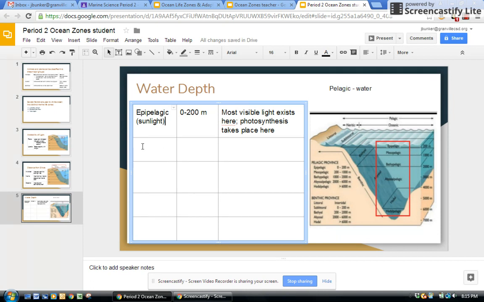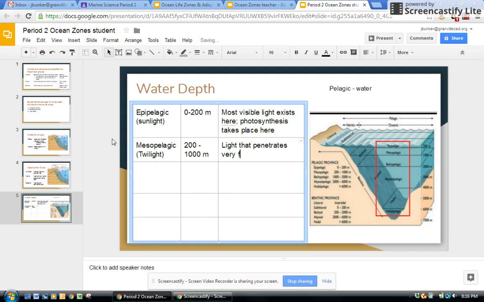The next one down is from 200 meters down to 1,000 meters. This is called the mesopelagic zone. And another name for this is the twilight zone. We're going to put that in parentheses as well. This is also known as the twilight zone. So the light coming from the sun is very faint here. So we do have a little bit of light. Light that penetrates is very faint.